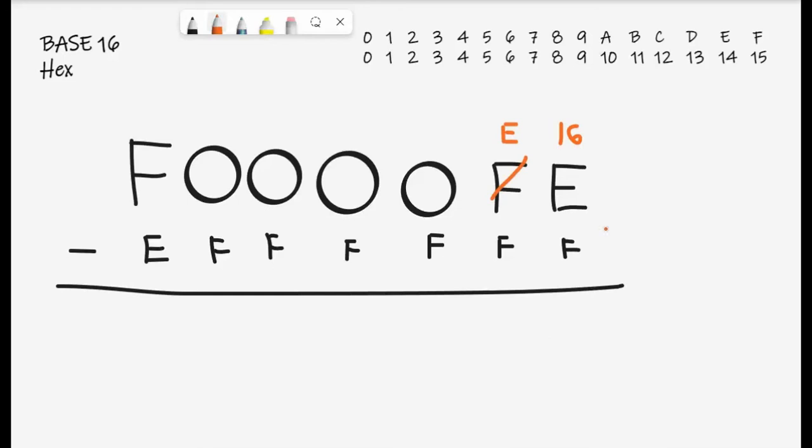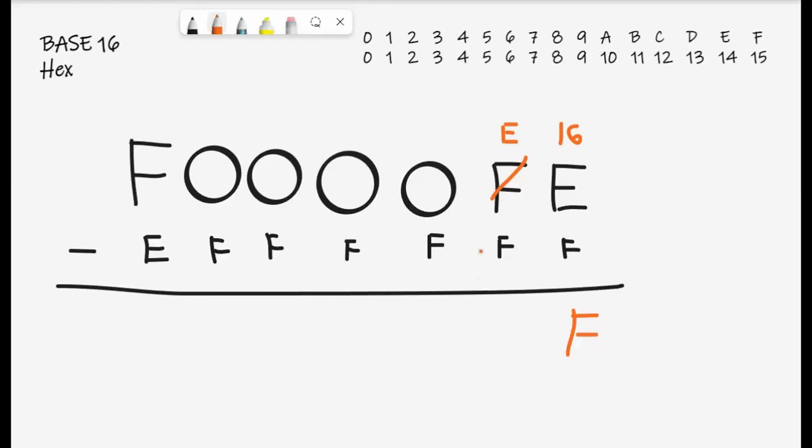Can we take a 15 from a 14? Nope. Let's go borrow 1, reduce that to E, bring over a 16. 16 minus 15 is 1. 1 plus 14 is a 15, F. And that is our first column.